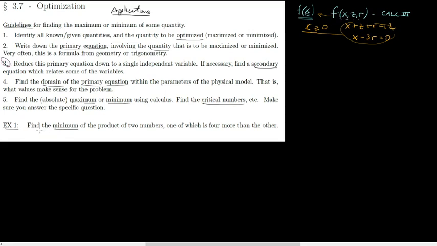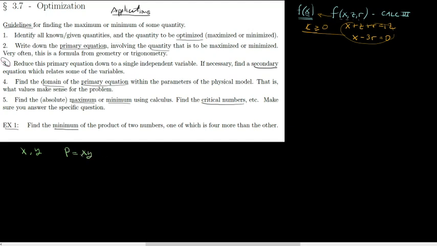Example 1, the problem is to find the minimum of the product of two numbers, one of which is 4 more than the other. Okay, so what are we looking for, right? We're looking for the product of two numbers, and we want to minimize that product, right? So what should our two numbers be? I don't know, how about x and y, right? So our two numbers are x and y. So the product of those two numbers, I can write P for product, is going to be x times y.